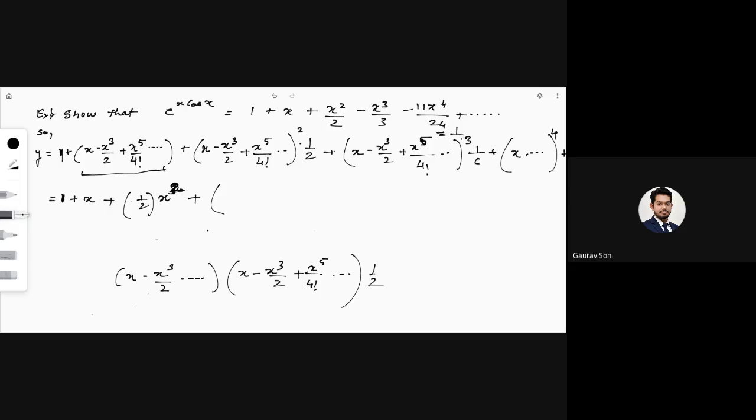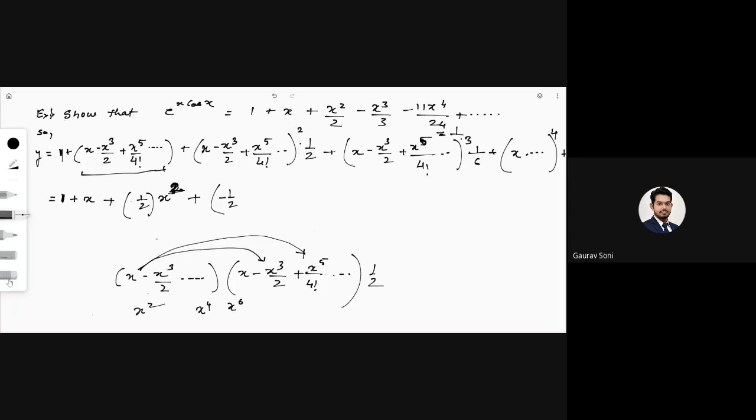Let's collect the coefficients of x cube. For x cube in the first bracket, we have minus 1 by 2. Then can we get x cube term from the second one? So if this term gets multiplied to the second one, we get x raised to 4. Okay. So the first will be x square. The next term we are going to get here will be x raised to 4. And if you look at the next term, you will get x raised to 6. Okay. So there is no x raised to 3 term in the second bracket.